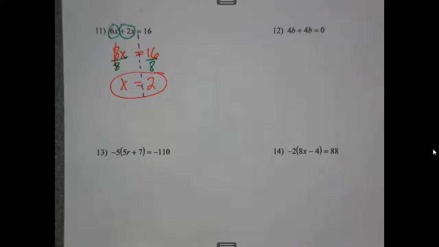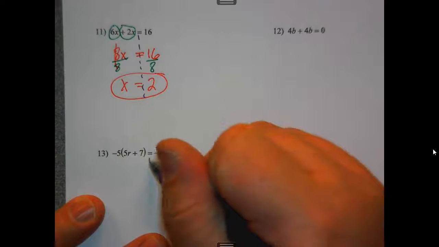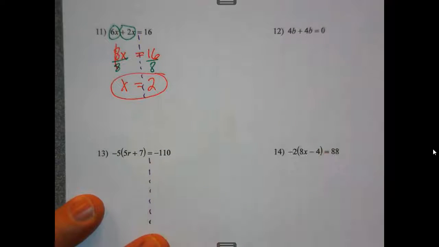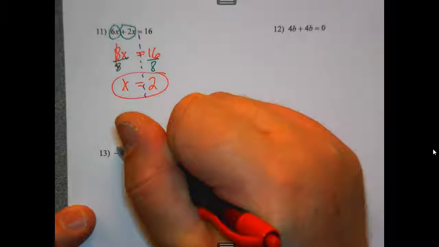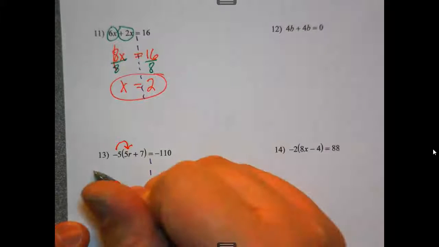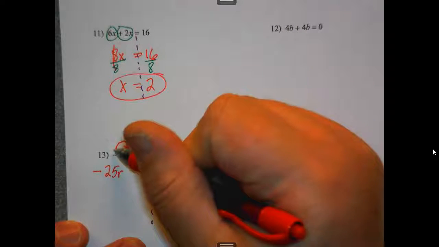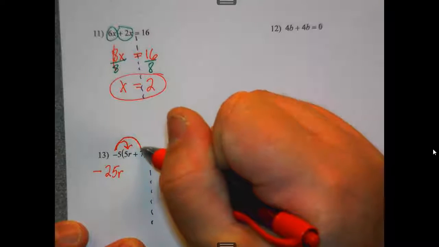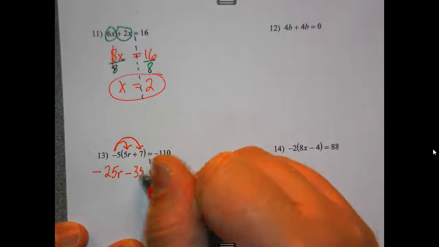13, I have a number in front of parentheses. What do I have to do? Distribute. Good. Great. All right. Negative 5 times 5r, negative 25r. Negative 5 times a positive 7 is negative 35.